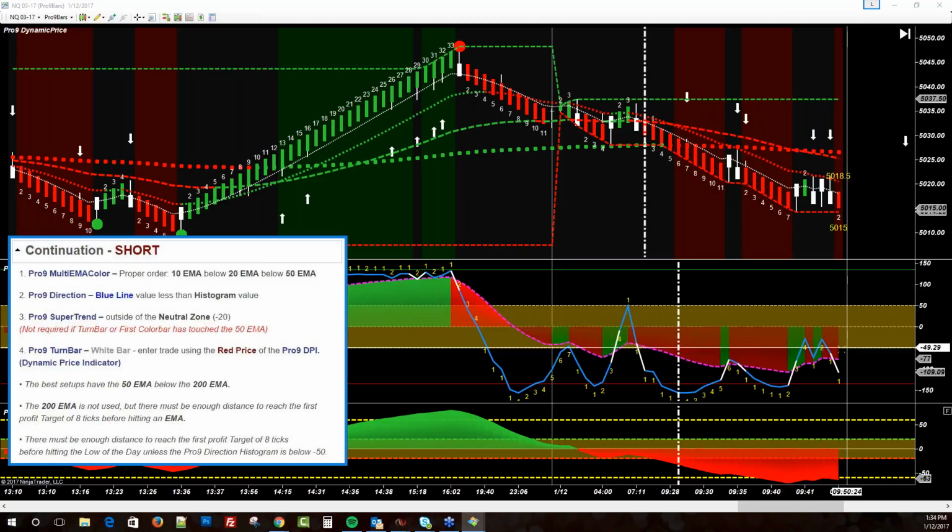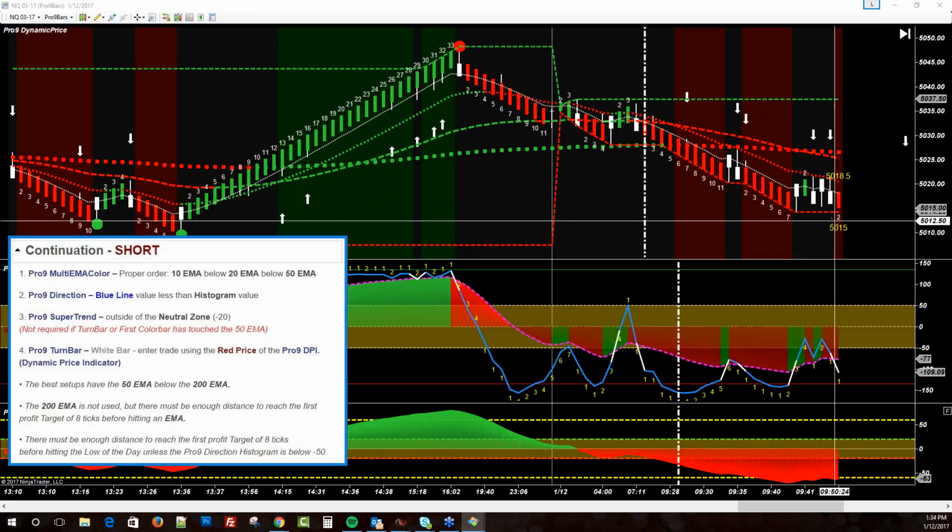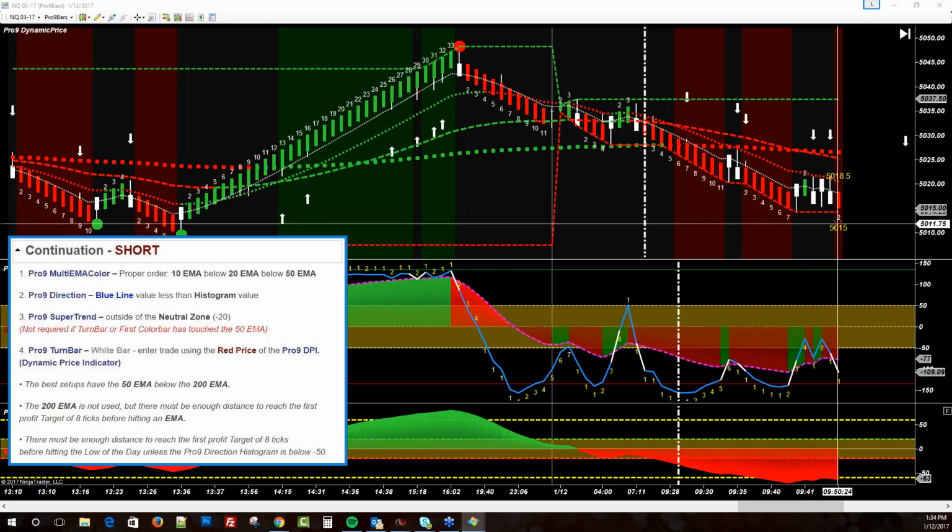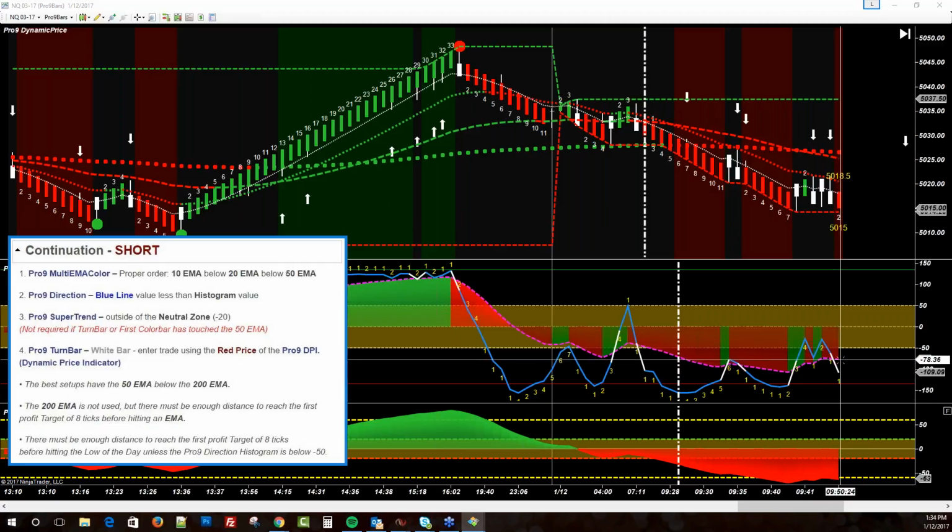So when this is outside of its neutral zone, that also tells us that if this wasn't qualified as any other trade, it would be qualified as a breakout if the price moves through. So it gives us that extra confidence that we're going to push through the low of the day and at least hit a profit target. Of course, it's not a guarantee, as nothing in trading is, but we have seen the odds of the trade succeeding go up when this direction histogram is outside of its neutral zone.